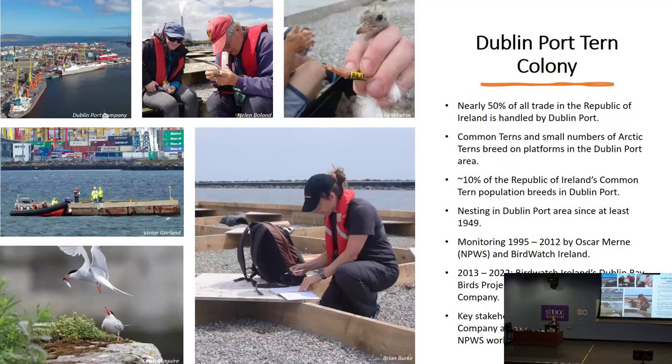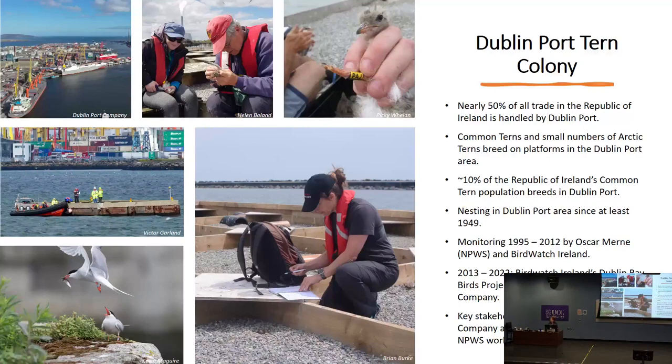So the Dublin Port Tern Colony, like the name suggests, these terns are nesting within a port. Just to give you a sense of how busy and how dynamic this port is, nearly 50% of all trade in the Republic of Ireland is handled by Dublin Port. Last year, in 2021, they estimate that over 7,000 ships actually arrived into Dublin Port. So this is a really, really busy, really dynamic industrial environment with a lot of potential for disturbance. And so having a lot of cooperation between the various stakeholders in the port and in the environmental sector is really important.